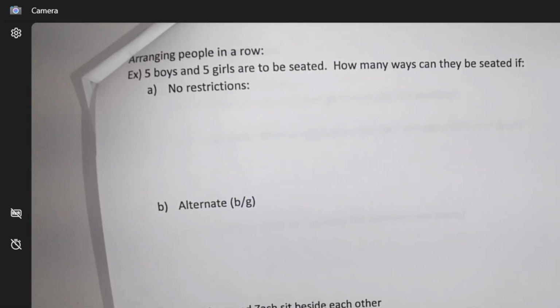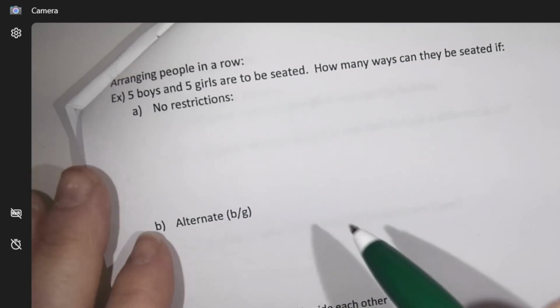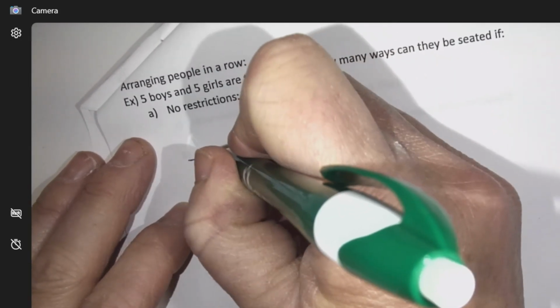Okay, so this is a situation. There's 5 boys, 5 girls, and they're going to be put into seats. So how many ways can you do that if there are no restrictions? So basically, you're positioning 10 people.